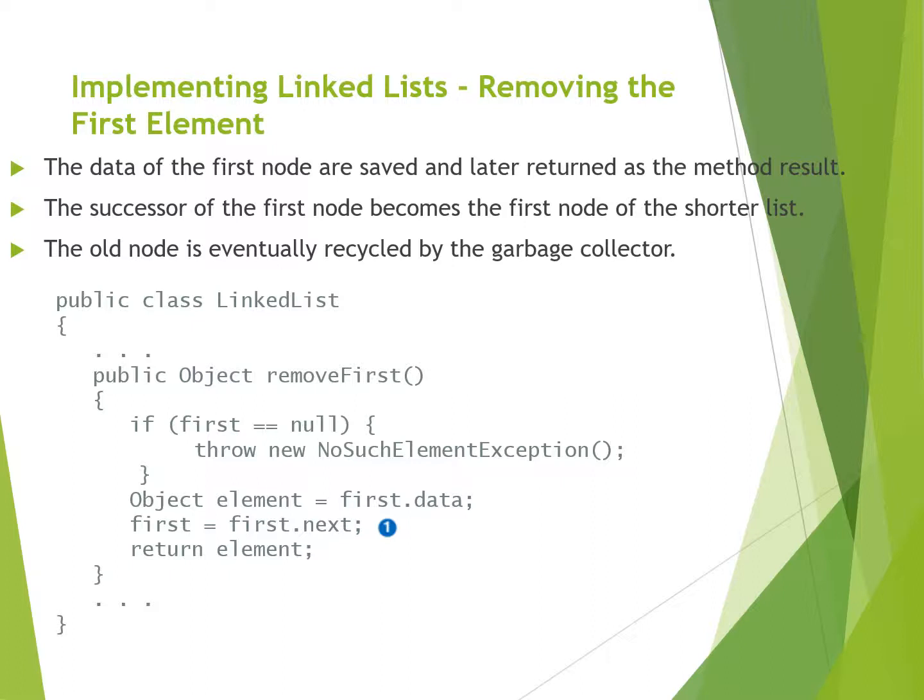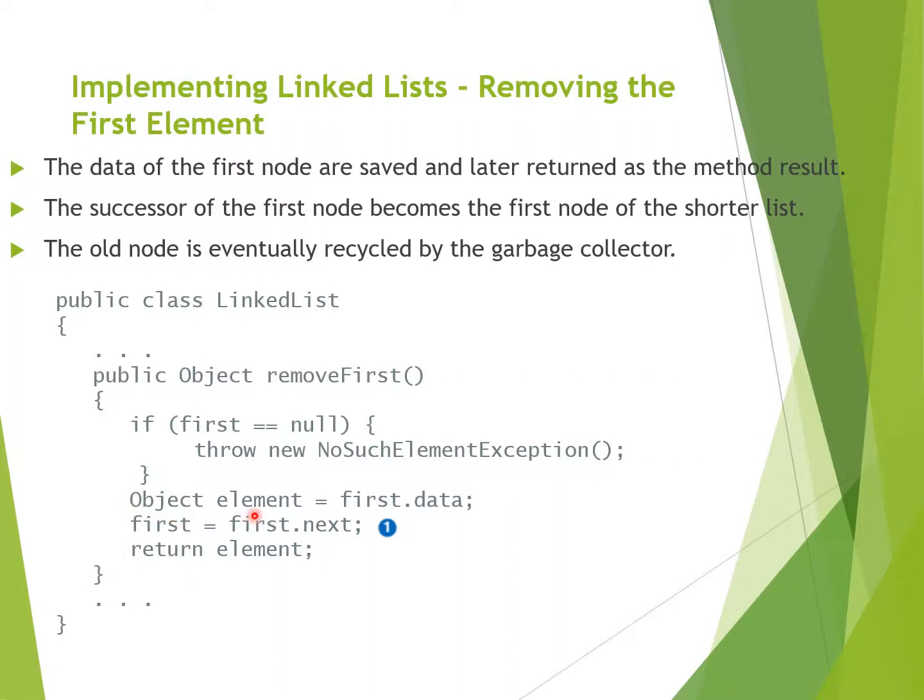So let's see how we can implement the removeFirst method. RemoveFirst has no explicit parameter, and it returns an object which is the data stored in the first element that was removed, and it is a public method. The first thing that we need to check is to see whether this linked list is empty or not. If it is empty, which means if first is equal to null, you need to throw a new NoSuchElementException. So there's no element, and therefore we cannot remove anything. But if there is at least one element in the linked list, we do the following.